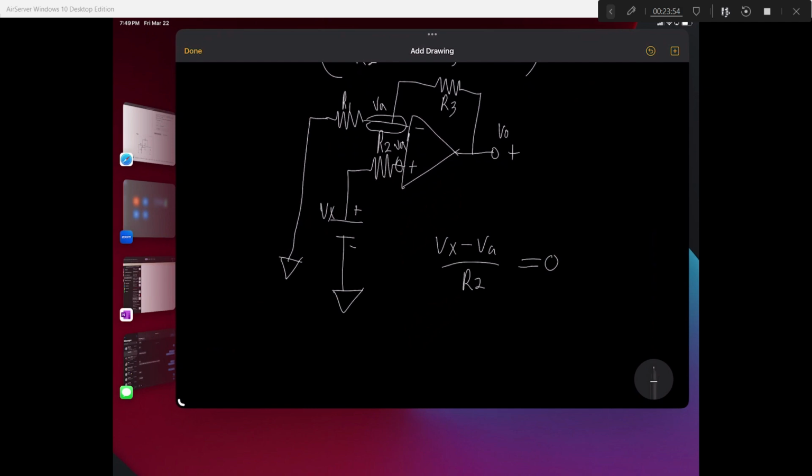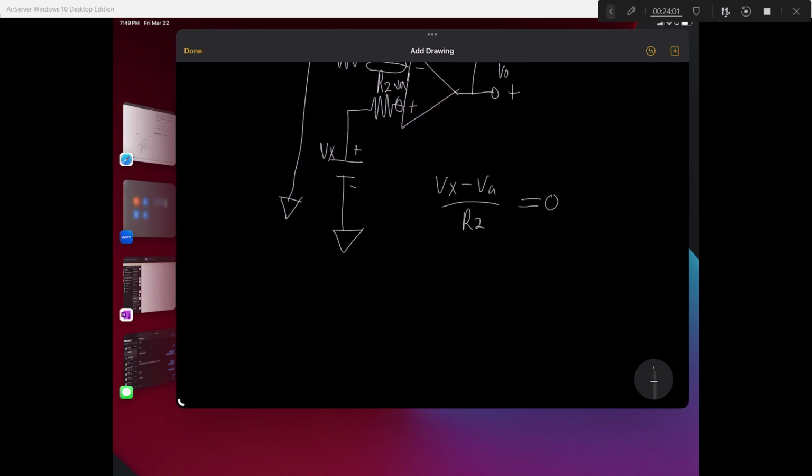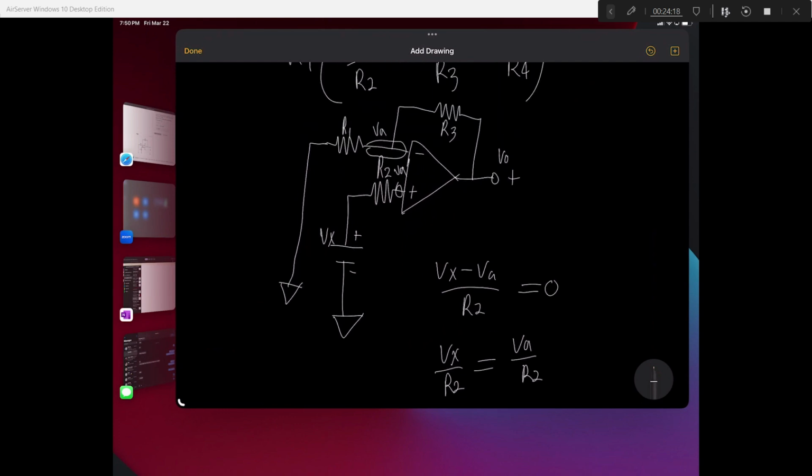Well, let's solve for V sub A. So V sub x over R2. Let's add the V sub A over R2 over. And if we multiply both sides by R2, V sub x is equal to V sub A. Well, that's a little interesting.